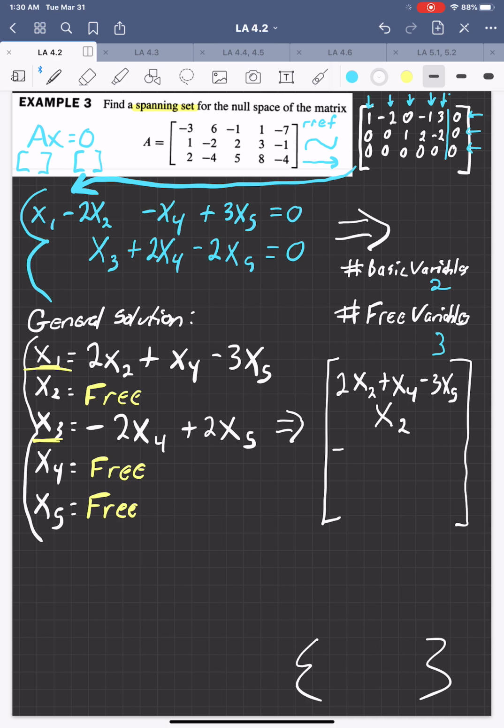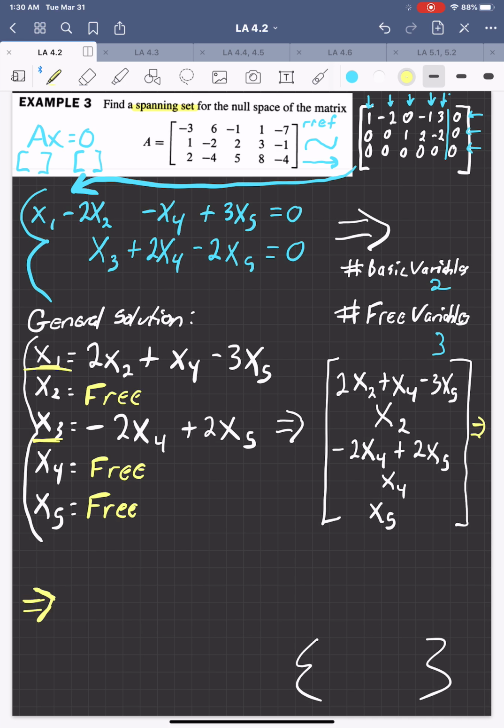X sub 3 is equal to negative 2 x sub 4 plus 2x sub 5. And then x sub 4, obviously, it's just a tautology. It's an identity. X sub 4 equals x sub 4, and x sub 5 is equal to x sub 5. At this stage, this was an optional step, but I think you'll find it's just easier to go from where we left off to this where we want to be.